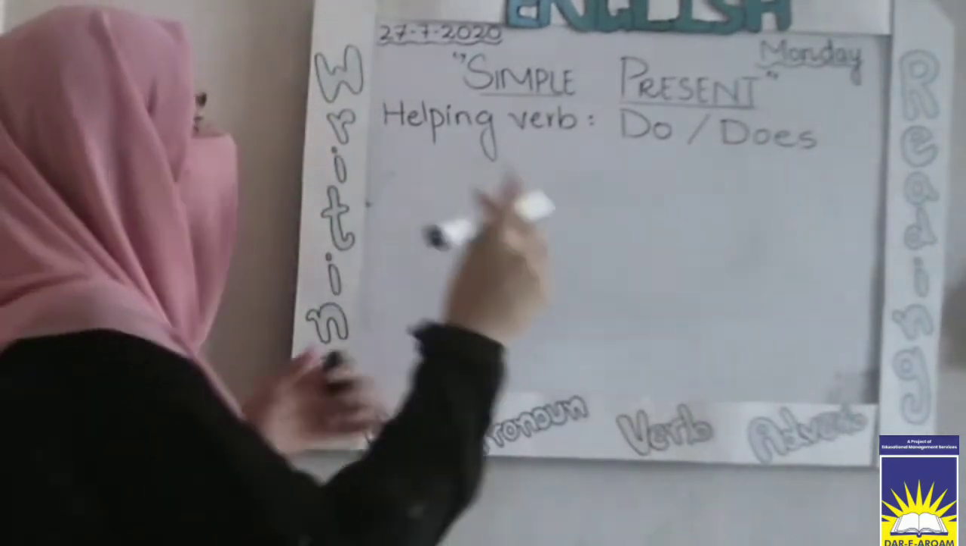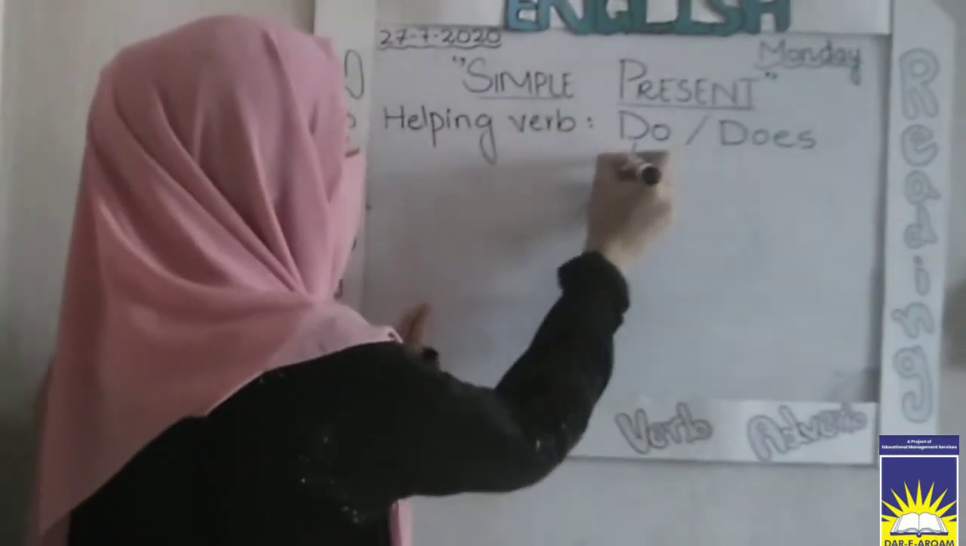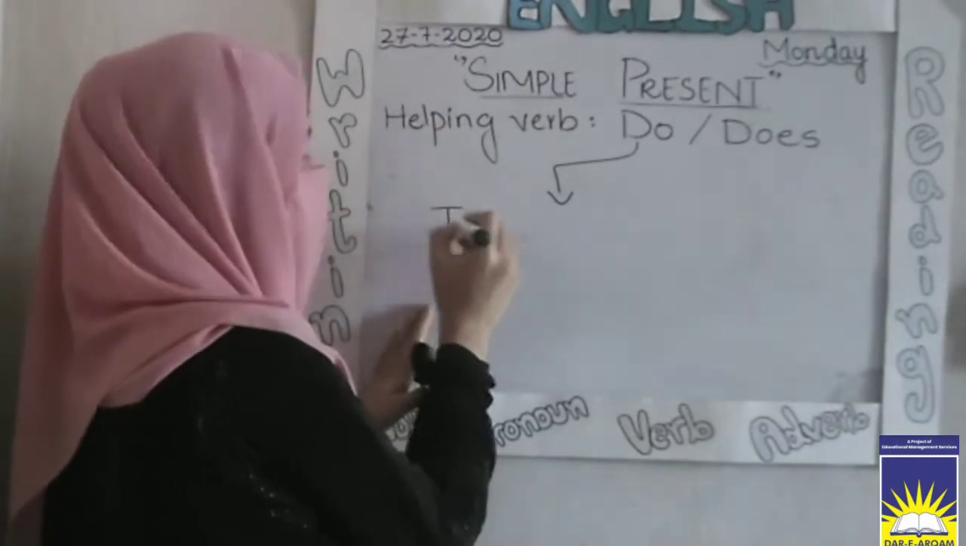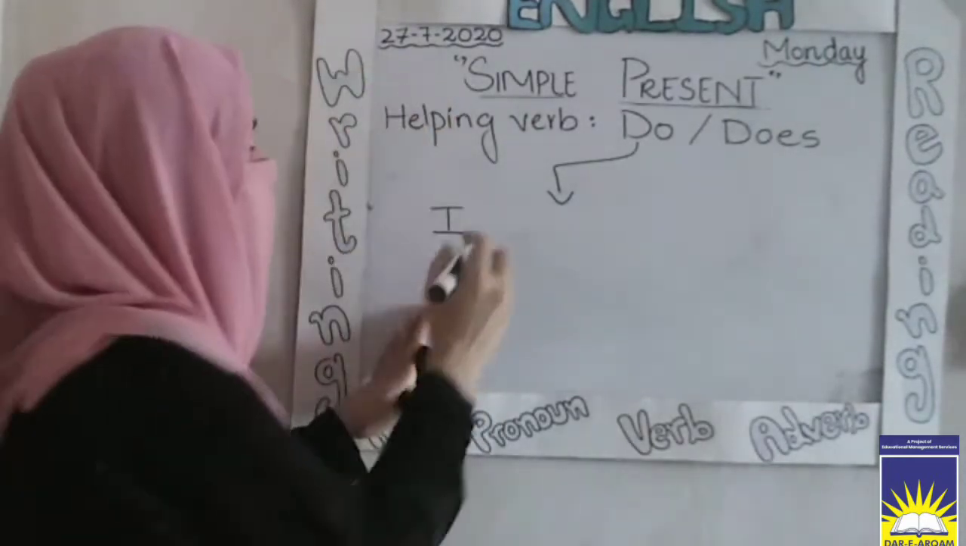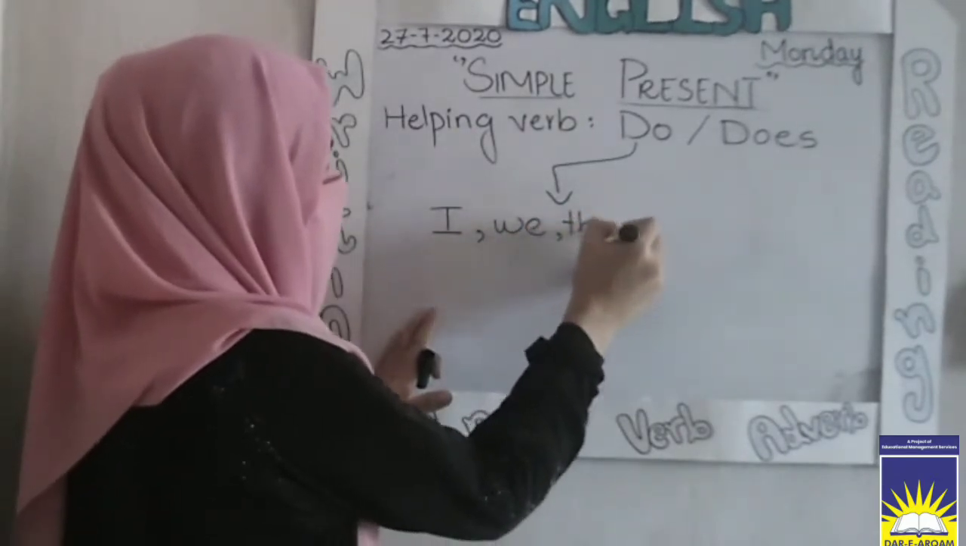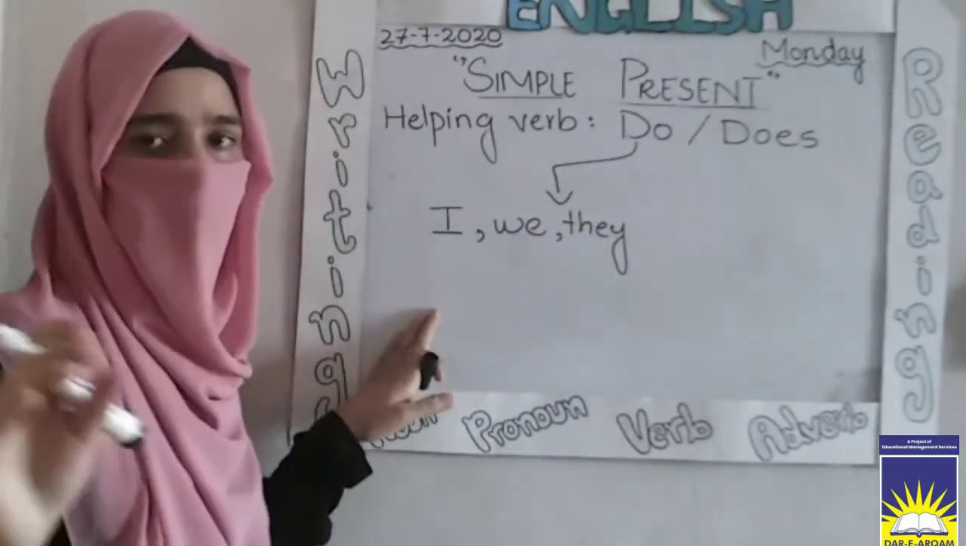For example, we use do. When we use do, we use do when we are talking about ourselves, meaning I. With I, we write do. With we, with they, or so on.